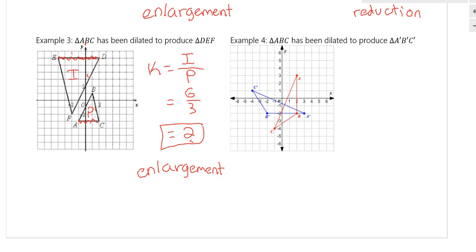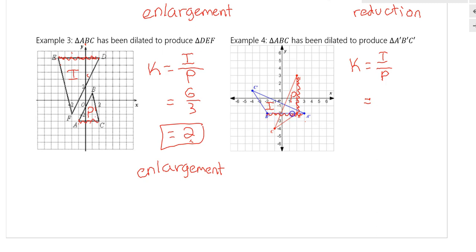And then example 4, ABC has been dilated to produce A prime, B prime, C prime. Our scale factor equals image over pre-image. I'm going to choose a straight side. A to B is straight, and then A to B is straight here. It's okay that it's changed. Okay, we still have to match up those sides. It's okay that it's been rotated. We can still find our scale factor.